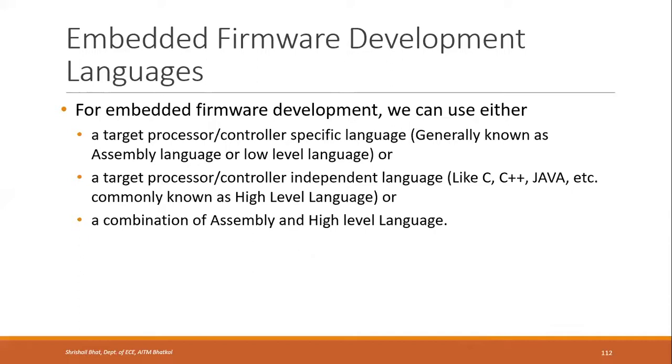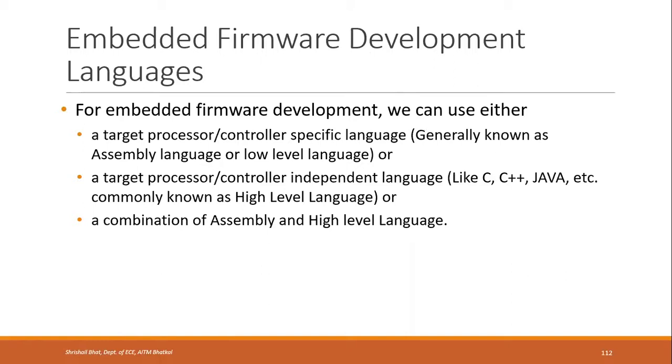Then we will look at the different languages which we use in embedded firmware development. For firmware development of embedded systems, we can use either a target processor or controller specific language, which we normally call assembly language or low level language. Or you can also use a target processor or controller independent language, that is a high level language like C, C++, Java, and others.